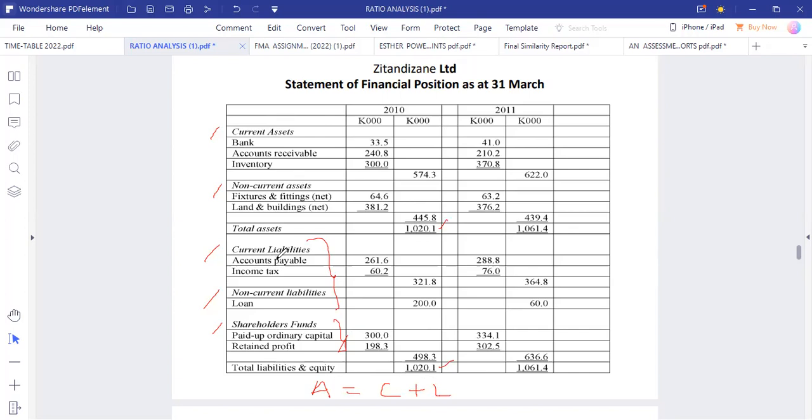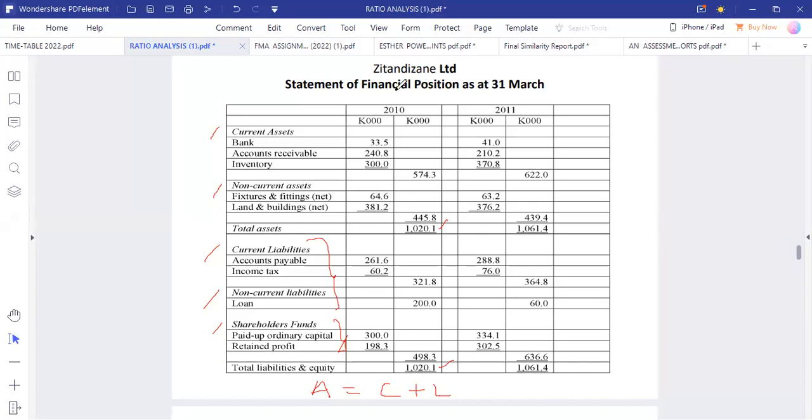So on the current liabilities, we have what is called the account payable. These are creditors. The income tax. Then we also have the non-current. Non-current means long-term. So the long-term liabilities, we have this loan, could be a bank loan. When you total them up with the capital that we have from ordinary shares and retained profits, collectively, when we add this, we're going to get 1020, which is the figure that we have there. So the same applies with the other year. Basically, the financial position gives you a picture of how much the firm has at a particular moment.